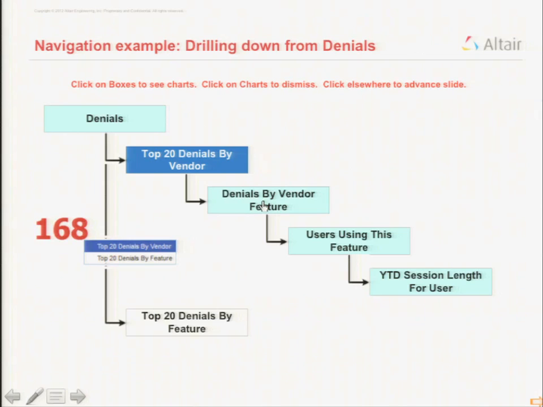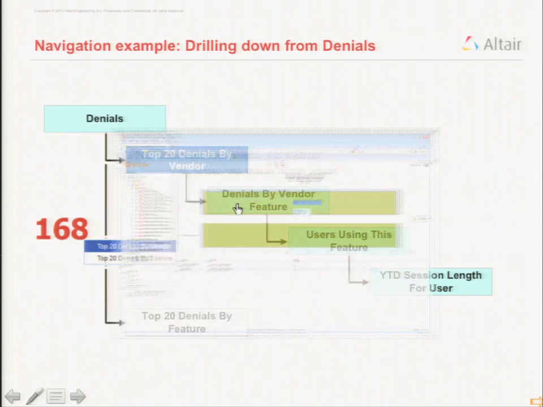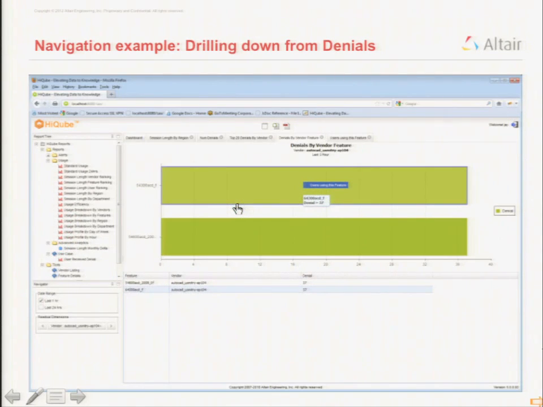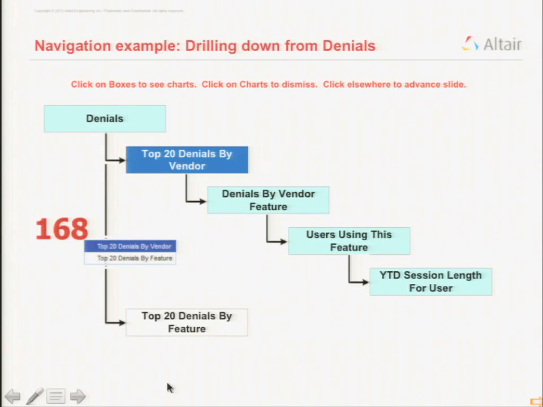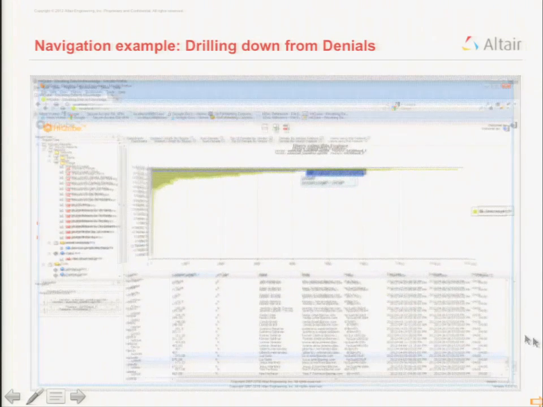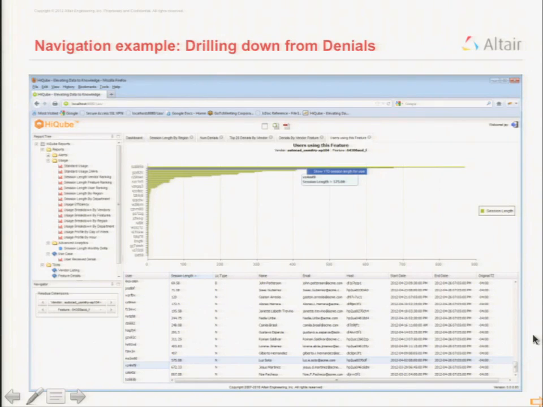So first we identify the top 20 denials. Then we look at denials by vendor features. What features of the vendors are the main culprits? Then we click on this, and you identify that this particular feature is the one with the most denials. So you can click back and go through the path again. Now you can see who the users are that are actually using this particular feature, and the guy on the top is the one who's using this feature the most.